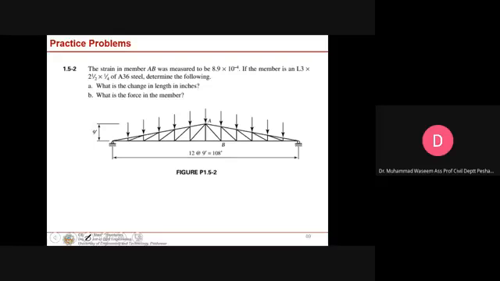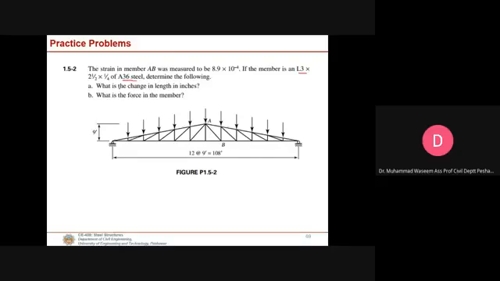You have to find the strain in the member AB. This is a truss which is axially loaded, and the strain in the member AB is about 8.9 into 10 raised to power minus 4. The strain for this member is given, and the member is L3, 2.5, and 1/4. It means this is an unequal angle. The lengths of the legs of these angles are different. The thickness of this angle is 1/4 inch, and you are using A36.